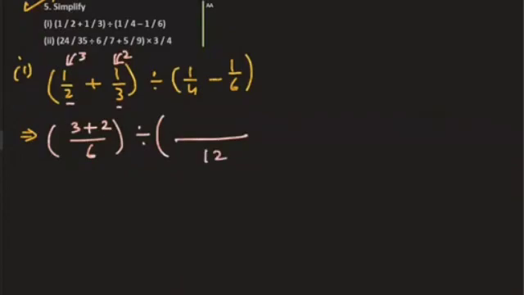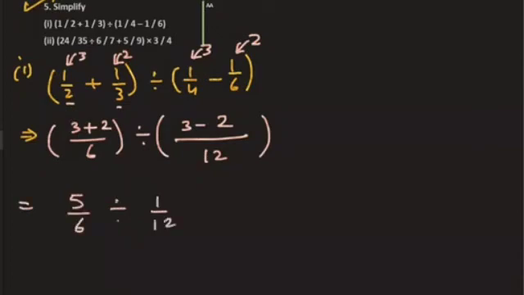So 4 3s are 12. 3 you will get 3 multiplied by 1 3, and not plus, it's minus. Sorry, it's minus. 6 2s are 12. 2 will be multiplied to 1. 2 ones are 2. Clear? So this is now 5 upon 6. Divide. This is 1 upon 12, students.